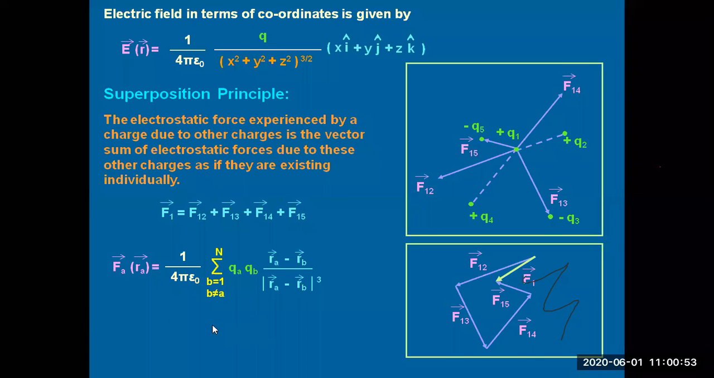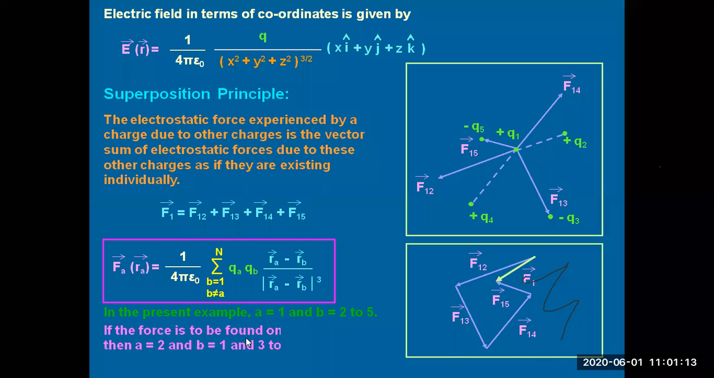In vector form, if you want to write, it is 1 by 4 pi epsilon naught, (Ra minus Rb) divided by the magnitude of (Ra minus Rb) the whole cube. This formula, you take for example, if A is 1, B will range from 2 to 5. That's why we write it as 2, 3, 4 and 5. If the force is to be found on the second charge, then what will happen? A value will be 2. B value will become 1. Then you will write it from 3 to 5.